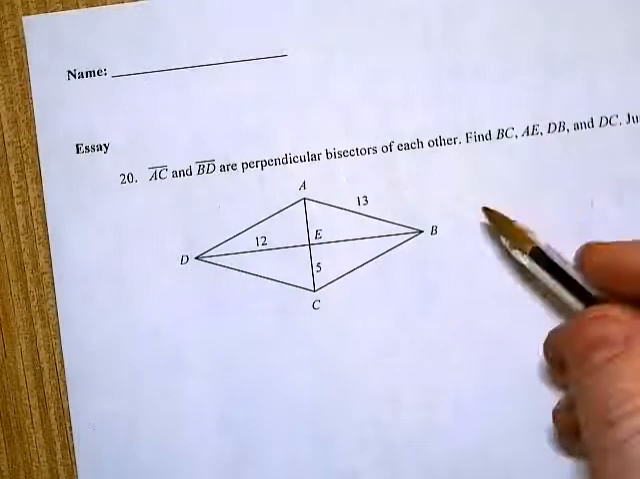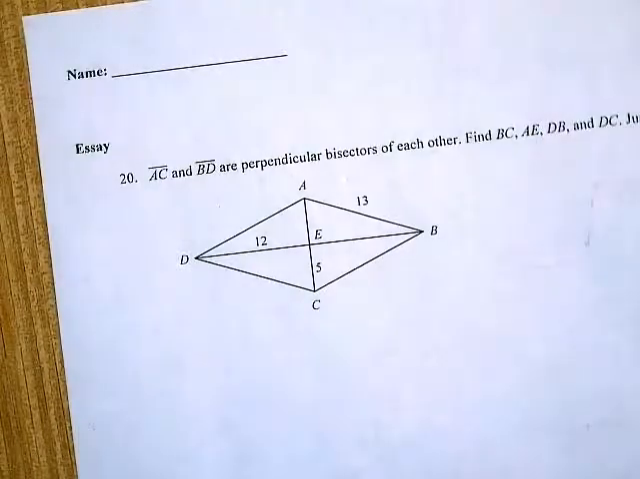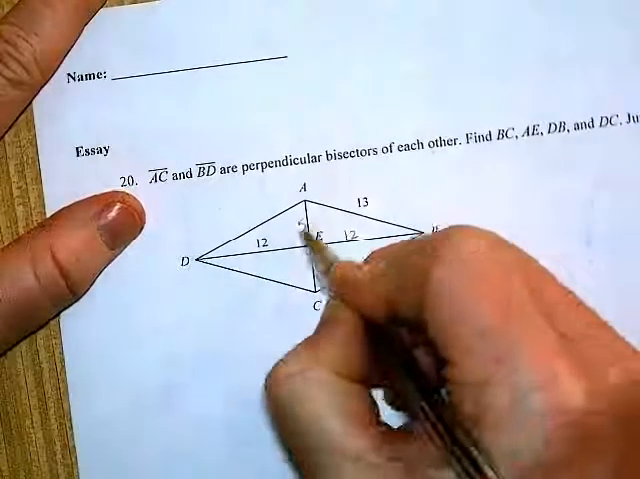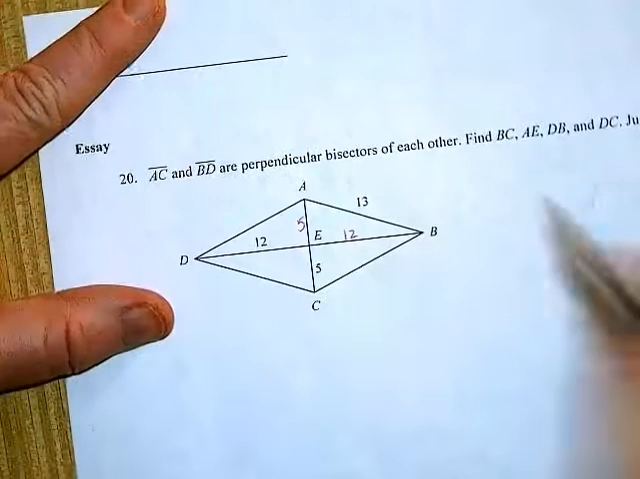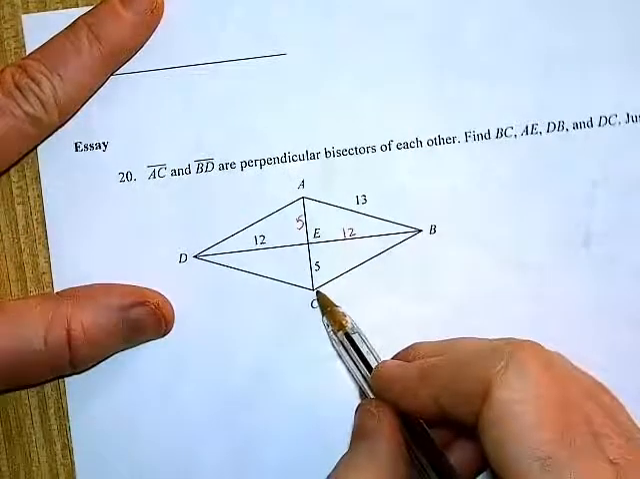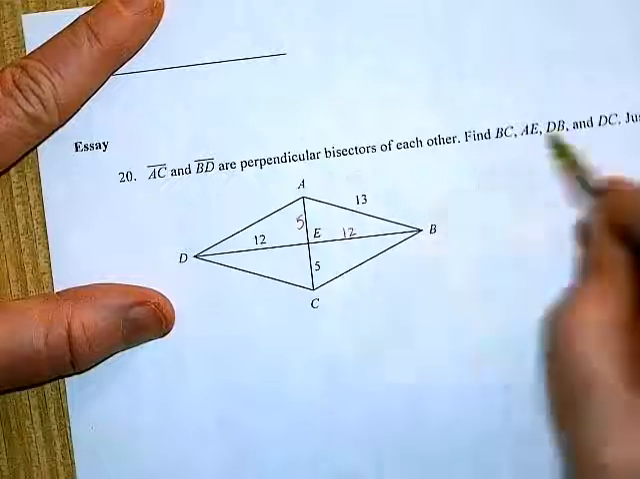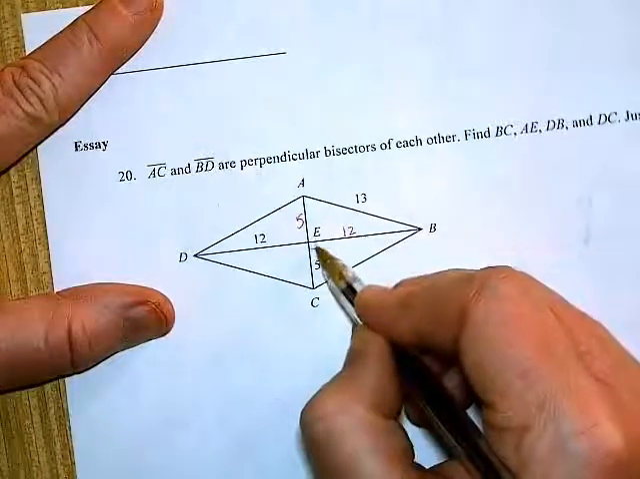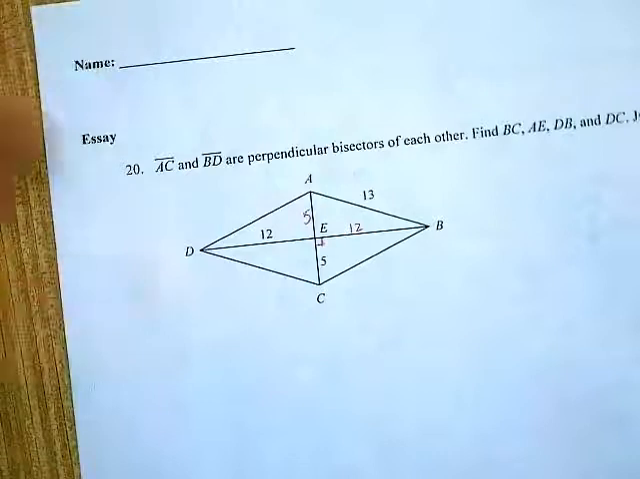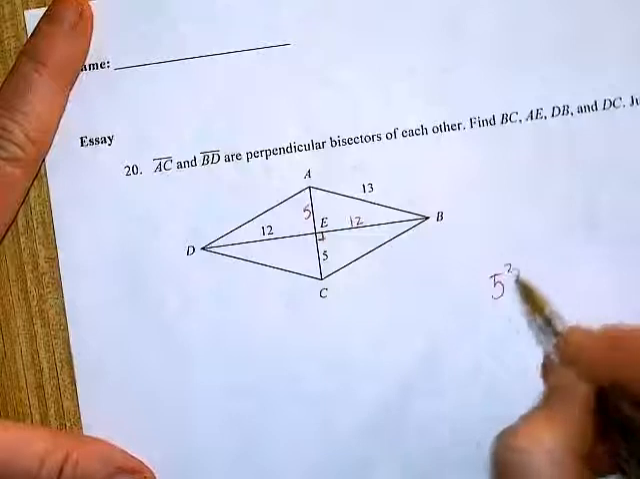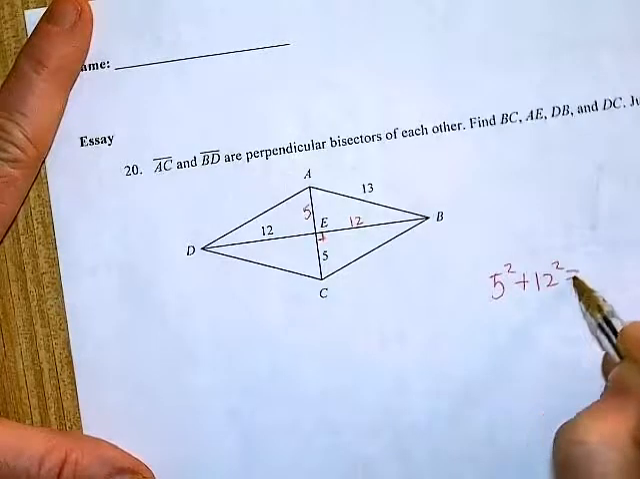Number 20, AC and BD are perpendicular bisectors. So if it's a bisector, it's going to cut something in half. So if this is 12, this is 12, and if this is 5, this is 5. So find BC. How are you going to find BC? Perpendicular bisector here. What kind of triangle is that? Right triangle. So 5 squared plus 12 squared equals C squared.